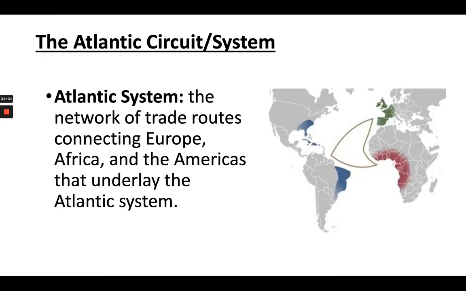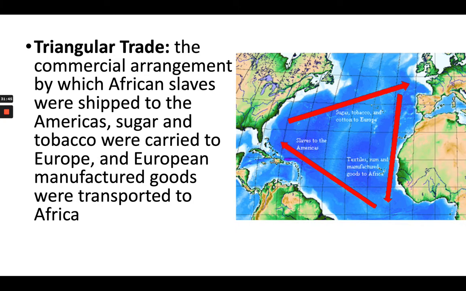So the Atlantic system, sometimes referred to as the Atlantic Circuit, is a network of trade routes that connected Europe, Africa, and the Americas. Triangle trade is a commercial arrangement by which African slaves were shipped to the Americas, sugar and tobacco were carried to Europe, and European manufactured goods were taken to Africa. Things like metal, hardware, guns, cotton textiles. So in Europe, an increased demand for sugar directly leads to an increased demand for slaves.